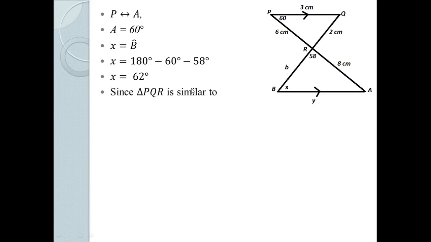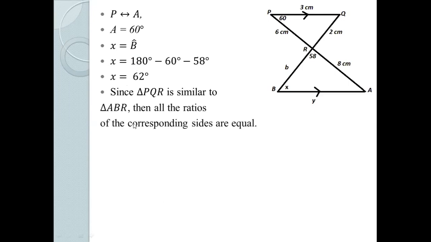Now we will find out the unknown sides. Let's begin with side B. Since triangle PQR is similar to triangle ABR, all the ratios of the corresponding sides are equal. RB upon QR is equal to RA upon PR.